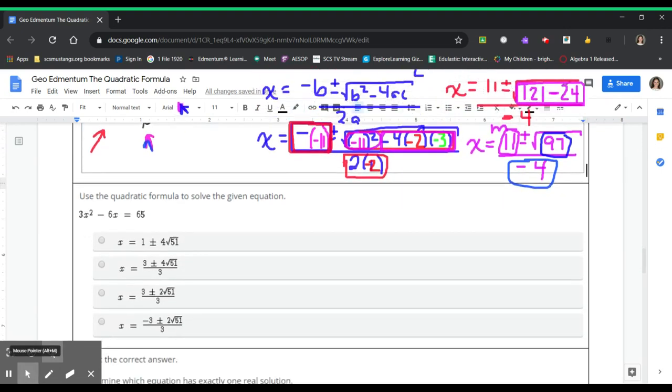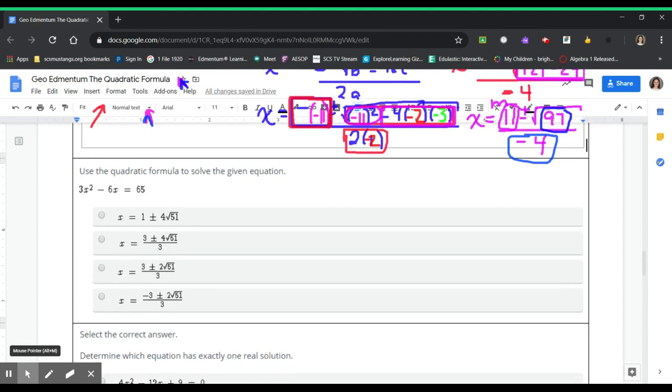Looking at the next type of problem, use the quadratic formula to solve the given equation. What I want you to do is pause the video, do the first couple steps that you think you need to do for that equation, and then pick out your A, B, and C values. Hint, you need to move that 65 over to the other side first.